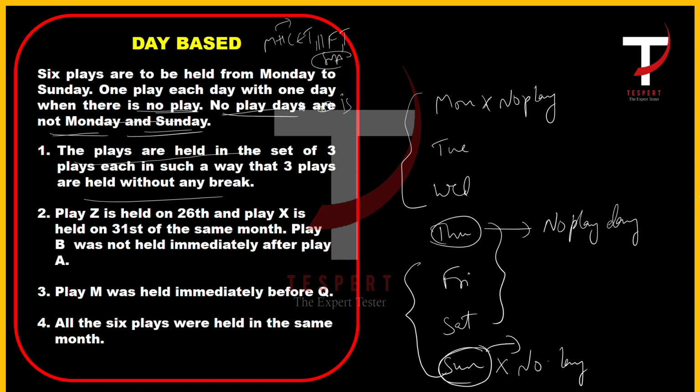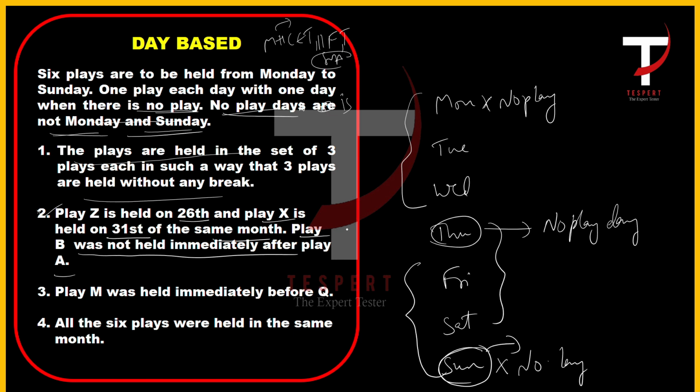So Monday, Tuesday, Wednesday is one set. Friday, Saturday, Sunday is one more set. If we consider statement 2, which is play Z is held on 26th and play X is held on 31st of the same month. Play B was not held immediately after play A.